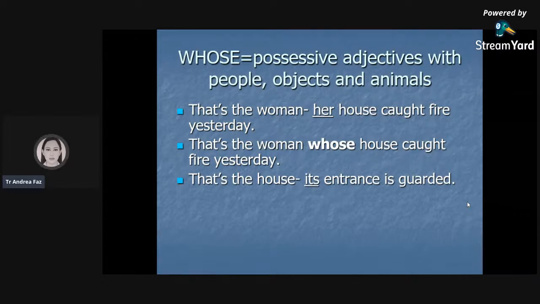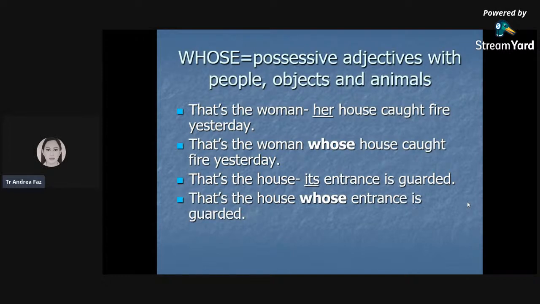That's the house, another example. Its entrance is guarded. That's the house whose entrance is guarded. Then, those relative pronouns can never be omitted, because if we omit them, we're going to have, again, incomplete clauses.